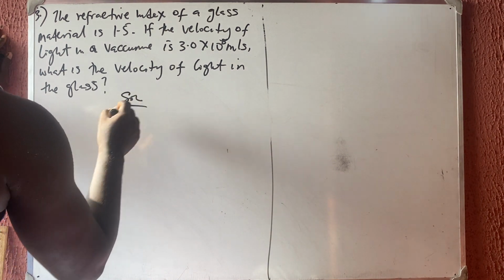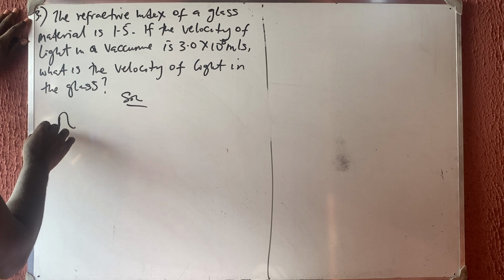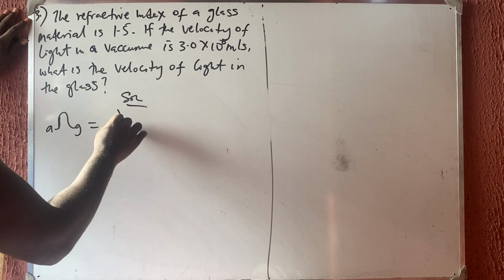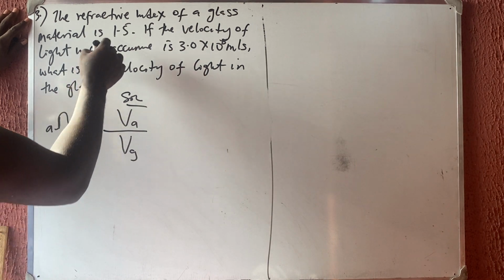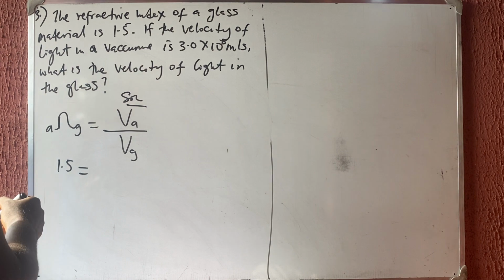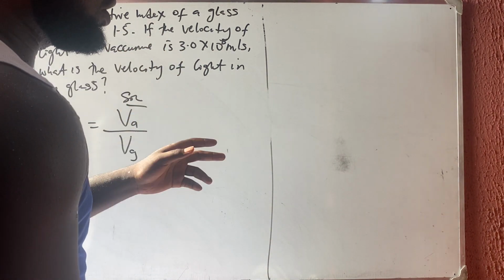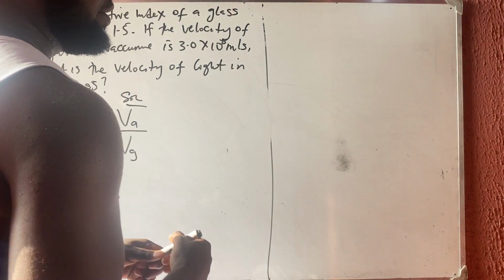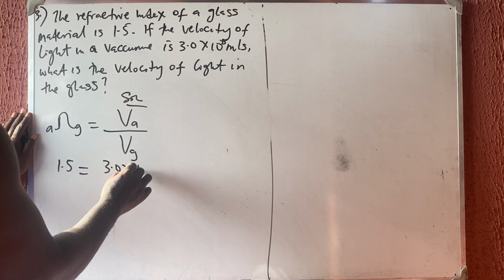solution. This is very, very simple. We know that the refractive index from air to glass is equal to velocity in air over velocity in glass. So they gave me this one as 1.5 is equal to velocity in air. Even if they did not give it to you, you should know that is the velocity of light in air. And the speed of light or velocity of light is always given by 3.0 times 10 raised to power 8.